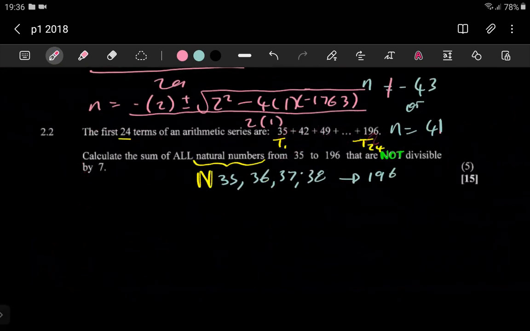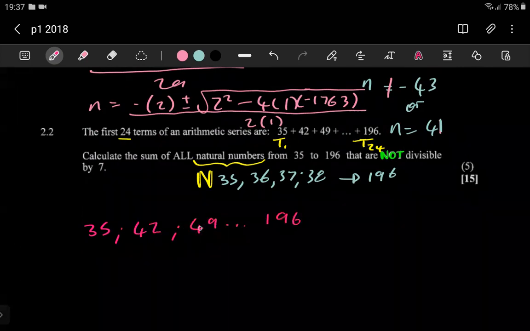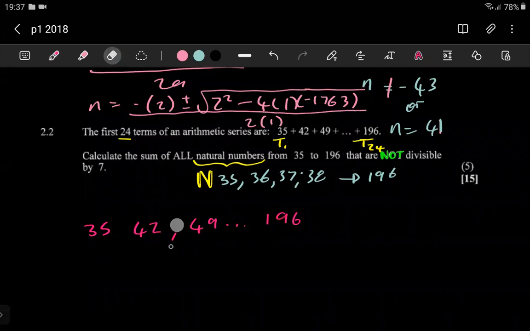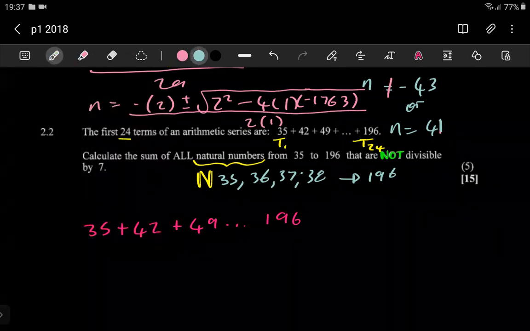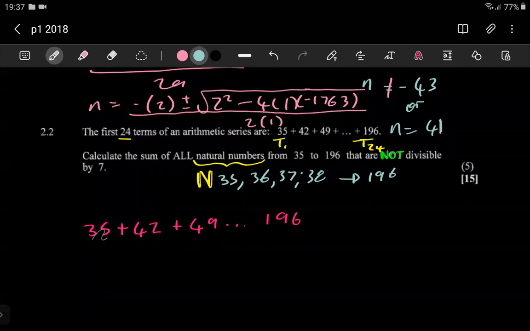This sequence literally has multiples of 7. You can see here it's 35, that's a multiple of 7. 42, that's a multiple of 7. 49, that's a multiple of 7, going all the way to 196. These are all multiples of 7. Specifically in this series, you have multiples of 7. We can see it, it's so much in our face. Now the idea is this sequence has multiples of 7 only. But the question is asking us to add up every single number from 35 to 196 that is not divisible by 7.